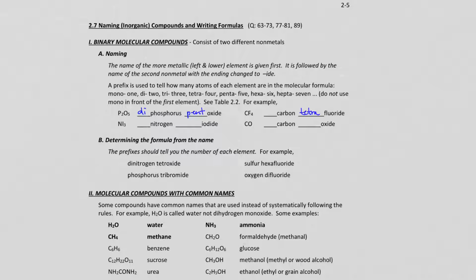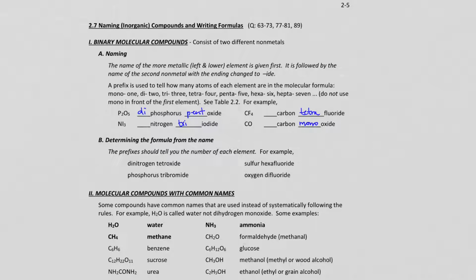All right, again, there's 1 nitrogen. I don't need to write mononitrogen, but I do need to write triiodide. Nitrogen triiodide is actually really explosive, so that's a lot of fun. Google that. Again, there's 1 carbon at the front, so I don't say monocarbon, but I do have to say carbon monoxide.